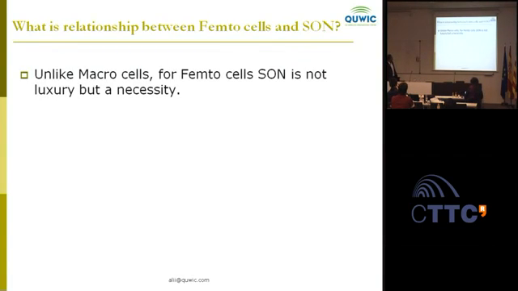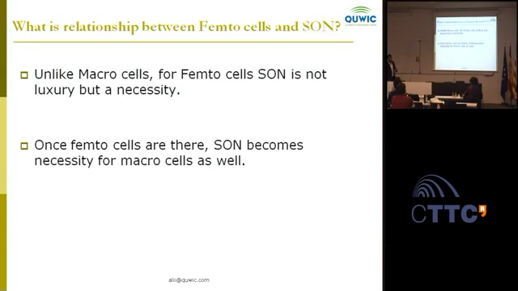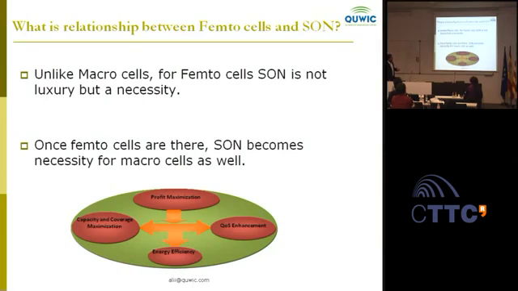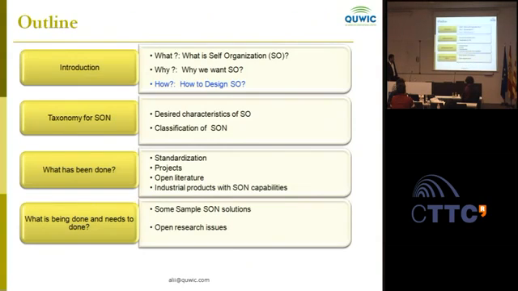So to summarize, what is the relationship between FEMTOs and SON? FEMTO is a rescue mission. We need FEMTOs. It's not a choice anymore. But when we have FEMTO, SON is not a choice anymore. It's a necessity. And once we have FEMTO, macro should have SON as well. And the agenda behind is very clear: profit maximization. As researchers, we want to enhance quality of experience, but quality of experience actually should give us some profit. That's why we want to enhance it. So profit maximization is the main driver, and it can be broken down into further things, energy efficiency, for example, being one of them.